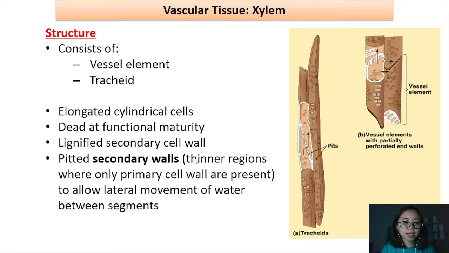Lubang yang dimaksudkan adalah ada bahagian yang lebih nipis. Dan bahagian yang lebih nipis yang macam lubang ini, dia masih ada primary cell wall, cuma tiada secondary cell wall. To allow lateral movement of water between segments. Lateral movement of water adalah apa yang ditunjukkan dalam anak panah kecil hitam ini, iaitu dari tube pertama ke tube yang di tepi dan yang kedua di sebelah kanan kiri, depan belakang.